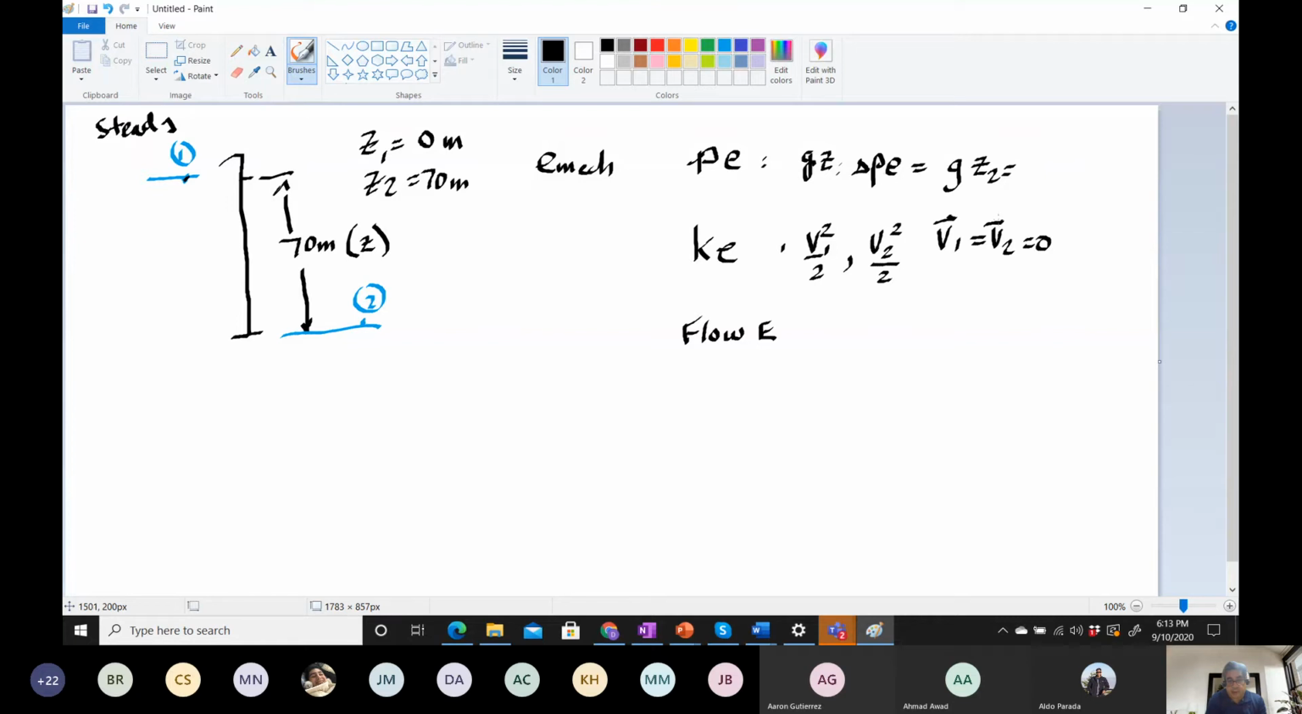These are your velocities of the water. This isn't the water going horizontally. This is basically the velocity of that surface going up and down.